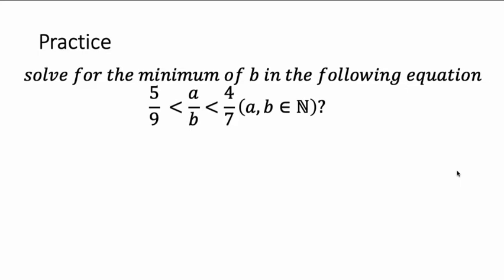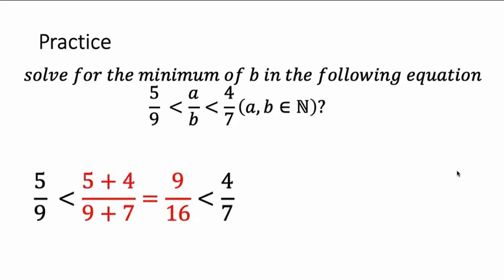It has to solve for the minimum of b in the following equation, 5 over 9 less than a over b less than 4 over 7, where a and b are positive integers. So from the theorem, we can know that 5 plus 4 over 9 plus 7 will be between these two numbers. So let's presume that our minimum is actually 16. But is it? How will we prove that 16 is the minimum of b?